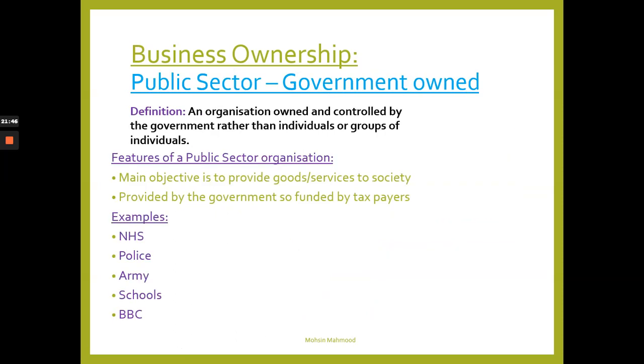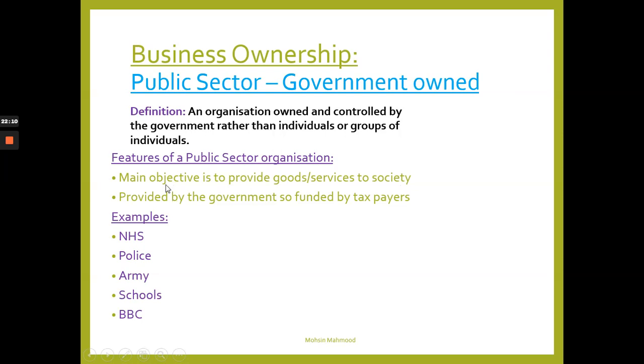So we're now looking at the public sector. The business ownership, the public sector, is anything government owned. The definition is an organization owned and controlled by the government rather than individuals or groups of individuals. Features of a public sector organization: their main objective is to provide goods or services to society, to benefit society.